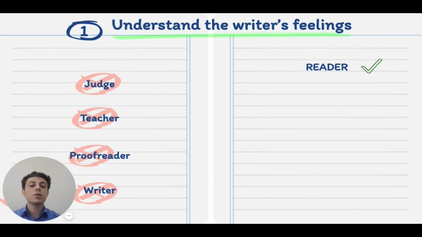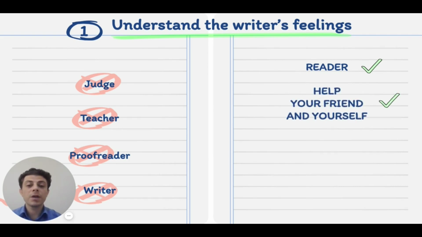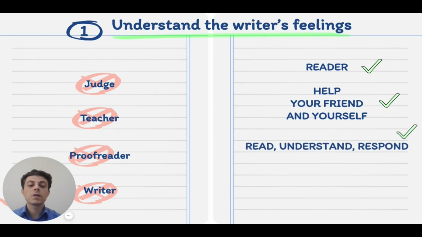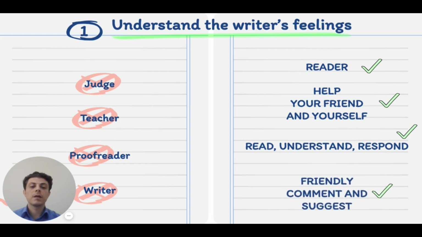Don't forget that you are the reader, and you are peer reviewing to help your friend write better and help yourself at the same time by noticing their strengths and weaknesses. So what you do is you read, understand, and respond by writing friendly comments and making some nice suggestions.